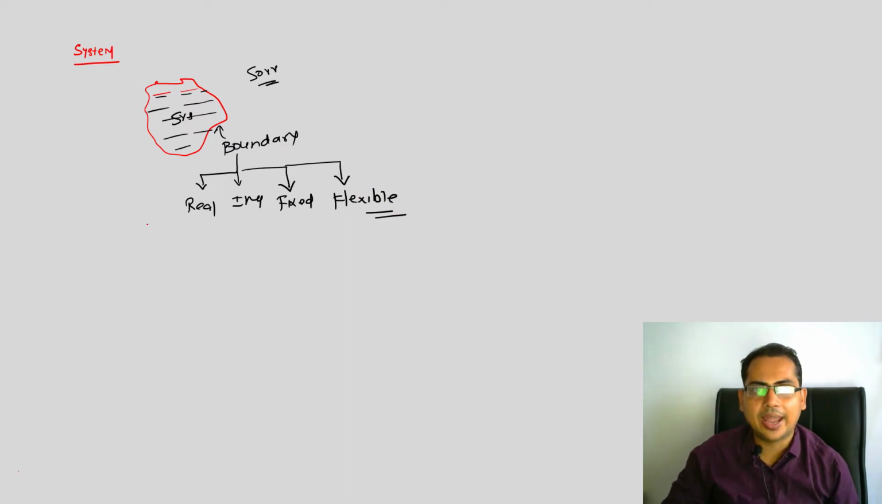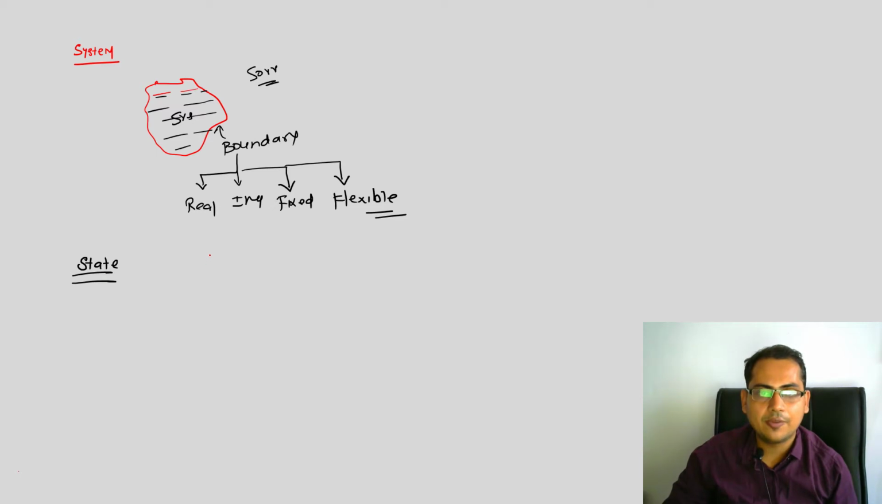Then we move to the next terminology, which is the state. What is the state? State is the condition of your system at a given time. It can be defined by a set of properties.